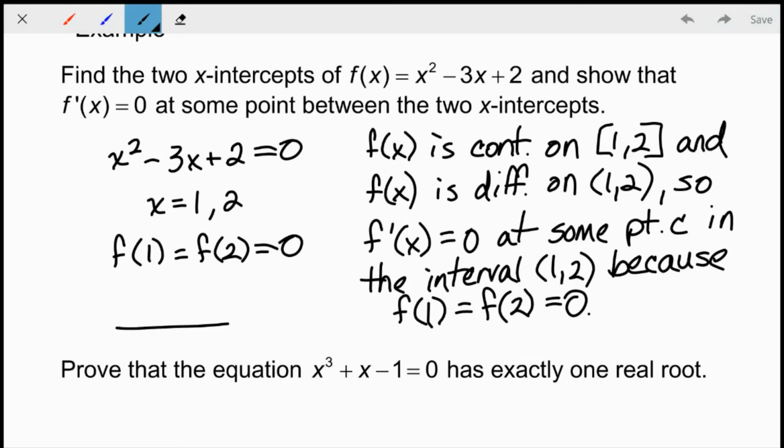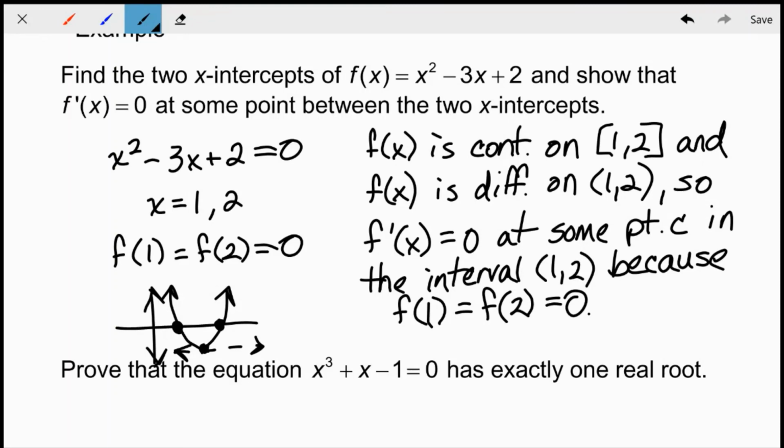Well, here, I'll do a quick graph. Let's say here's our two x-intercepts. We know it's a parabola that opens up. And so what this is saying is between those two points, there has to be a point where the tangent slope is equal to 0. And so that's where the c value would be in this case, at the vertex. Okay, so that's really what we're looking at.